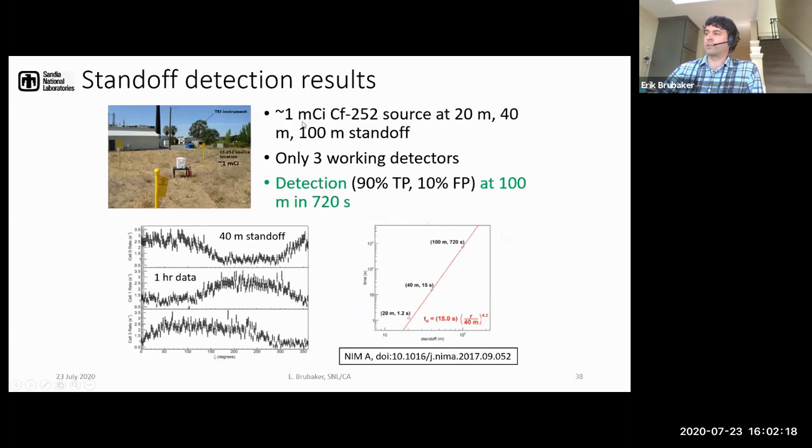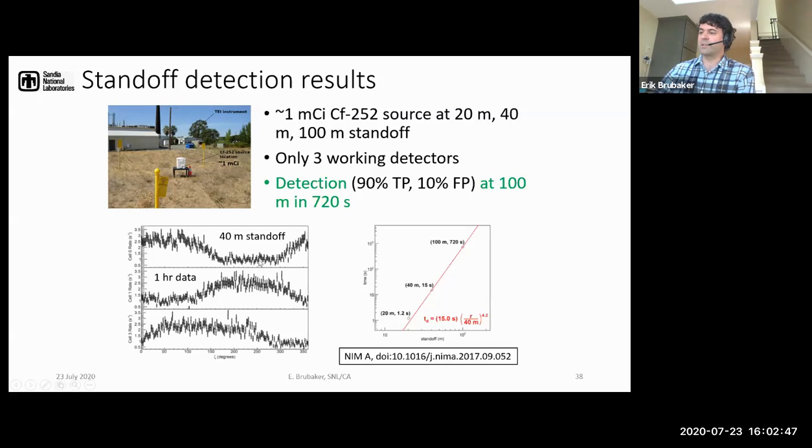It's a 1 millicurie californium source. But as far as I know, this is the first demonstration of detecting a source using the neutron signature at a distance of 100 meters. And we were able, with this detector, to show that detection, which we defined as 90% true positives and 10% false positives. We were able to do that in 720 seconds.